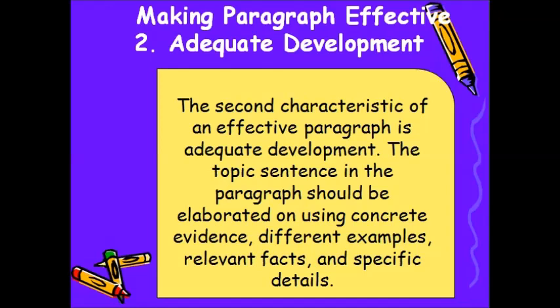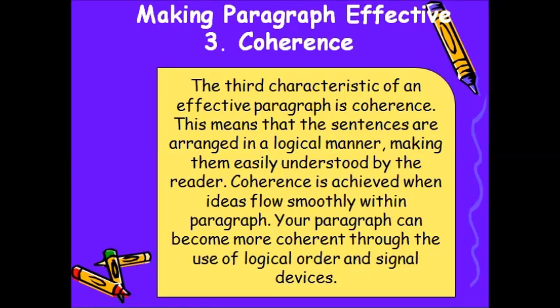The third characteristic of an effective paragraph is coherence. This means that the sentences are arranged in a logical manner, making them easily understood by the reader. Coherence is achieved when ideas flow smoothly within the paragraph. Your paragraph can become more coherent through the use of logical order and signal devices.